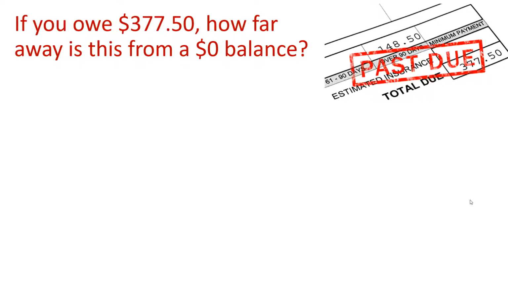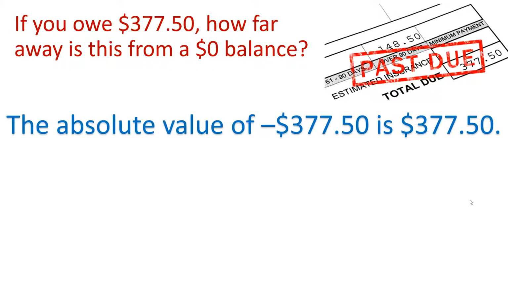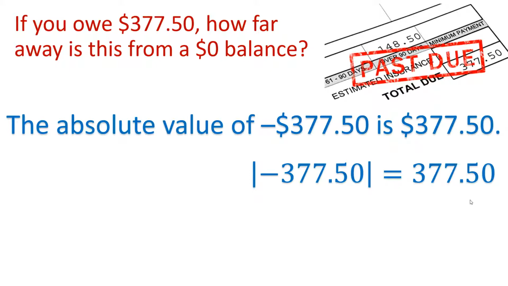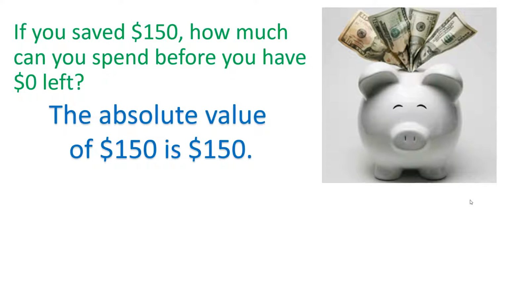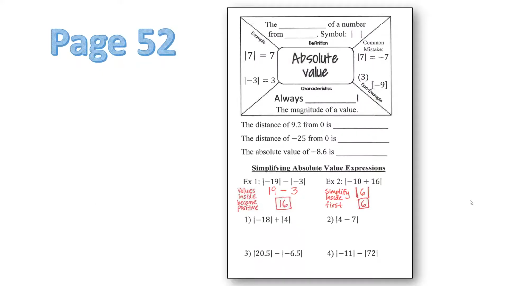So for example, if you owe $377.50, how far away is this from a zero balance? That's the same thing as asking for the absolute value of -$377.50. And therefore, it's a positive $377.50. If you saved $150, how much can you spend before you have $0 left? Well, the absolute value of $150 is $150. So don't change a positive into a negative, because absolute value is always going to result in a positive when it comes out of the absolute value symbols.